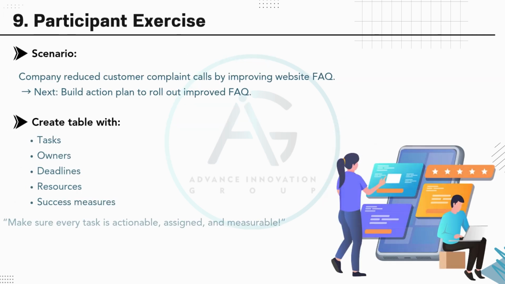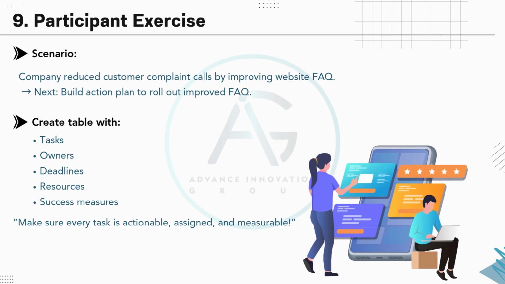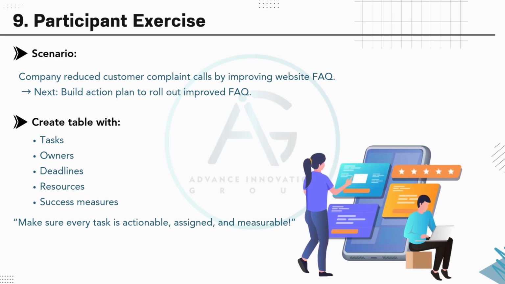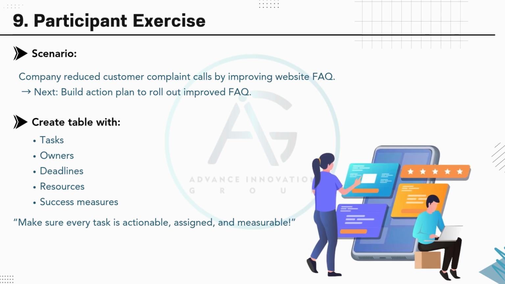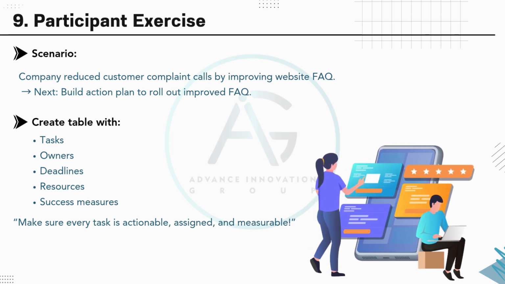Now it's your turn. The company reduced complaint calls by improving the FAQ section. Now, plan the rollout. Build an action plan table with clear tasks, assigned owners, deadlines, needed resources, and success measures. Remember, every task should be actionable, assigned, and measurable. Let's put theory into practice.